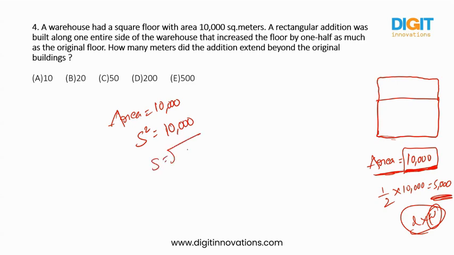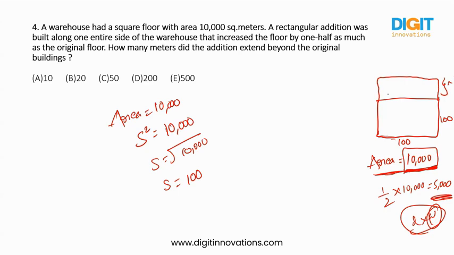which is root of 10,000, so it is equal to 100. So length is 100 and width is 100. So you got to know length is 100 and width is 100. This is the information you got. And this is the thing you have to find out.